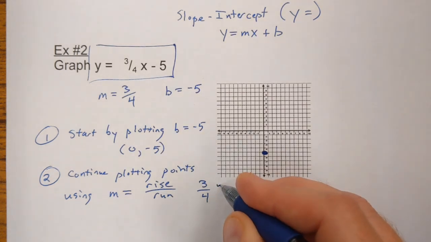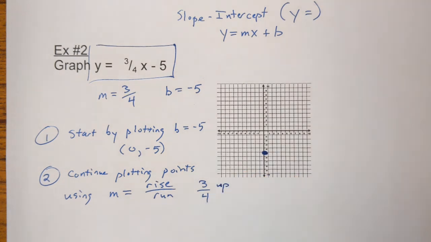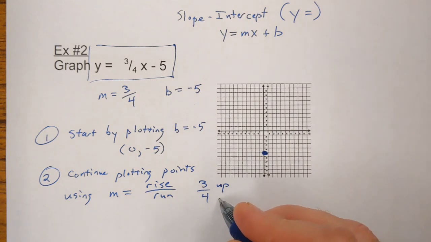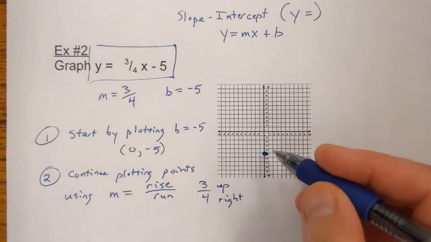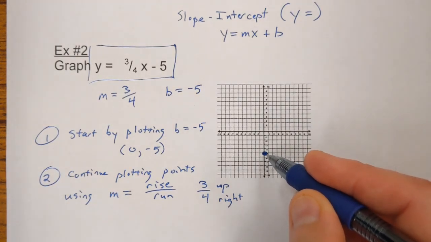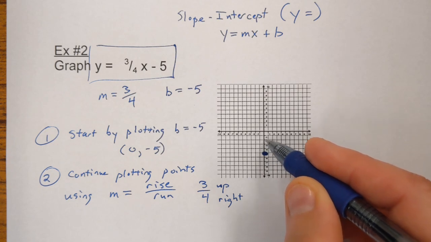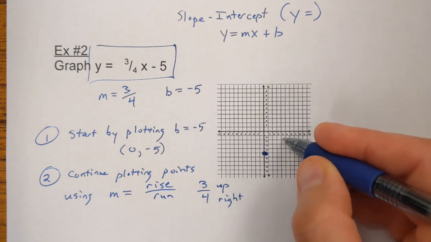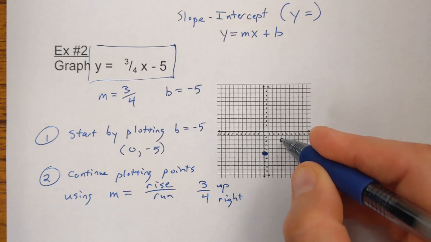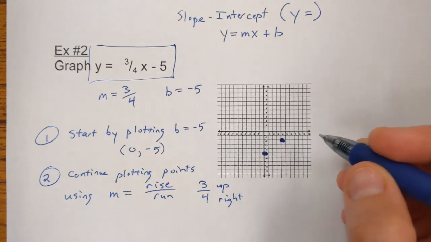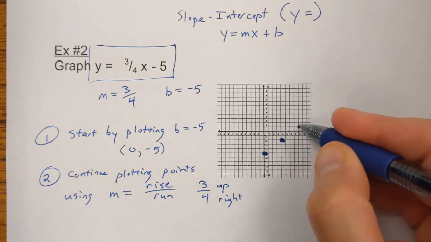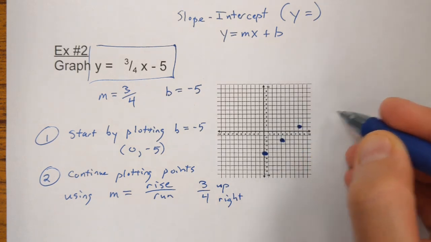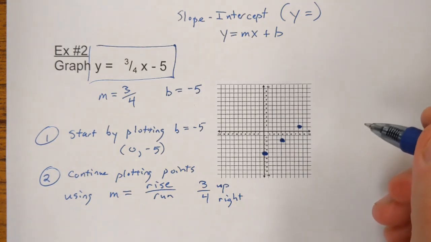This means from our original y-intercept, we're going to go up 3 points, and then the 4 is called our run. That means we're going to go over, in this case, since it's +4, right 4 points. So from our original point at -5, we're going to count up 3, and then right 4, and we're going to draw a second point. And we're going to continue this pattern for as long as we can. We're going to go up 3, right 4. And since I kind of run out of room at that point, I'm going to stop right there.